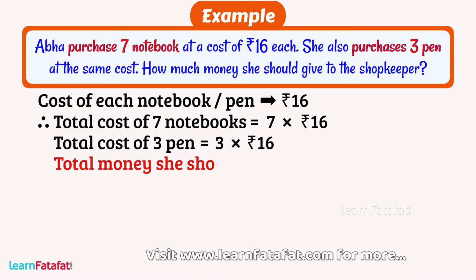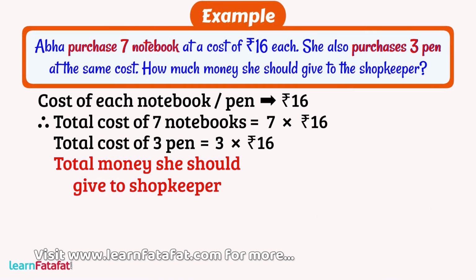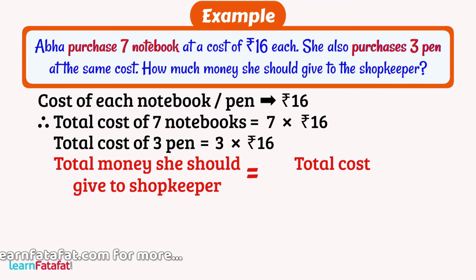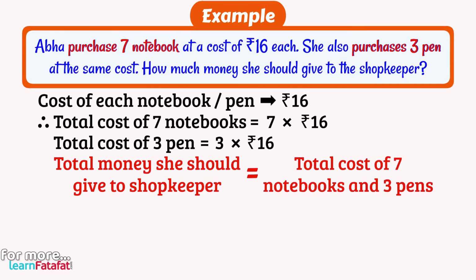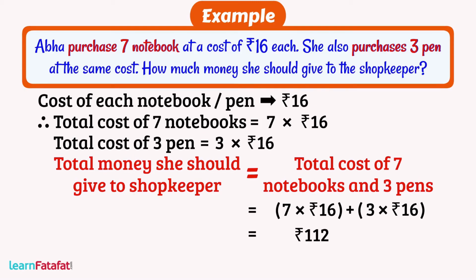The total money that she should give to the shopkeeper equals the total cost of 7 notebooks and 3 pens, which equals 7 into 16 plus 3 into 16. We can solve individual products and then find their sum to find the answer. Rupees 112 plus rupees 48 equals rupees 160.